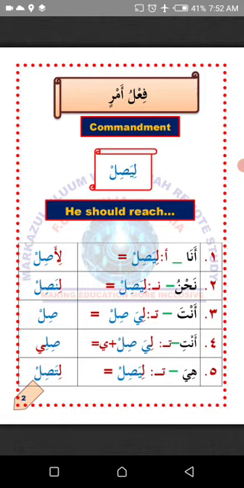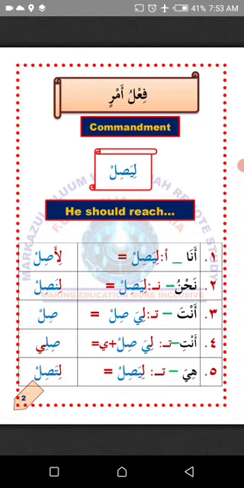Thalatha, number three. Anta, you, representing a single male person. So how do we change the verb liyashil to suit anta? All you need to do is to detach lamun and ya'un, and we are going to be left with shrill. So since the first letter being sukun is unpronounceable, there will be no need of borrowing alifun so as to make it pronounceable. So the verb liyashil will now become shrill, which means you have to reach or you should reach.